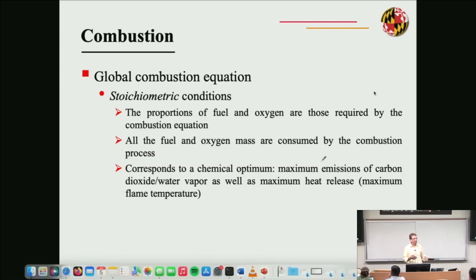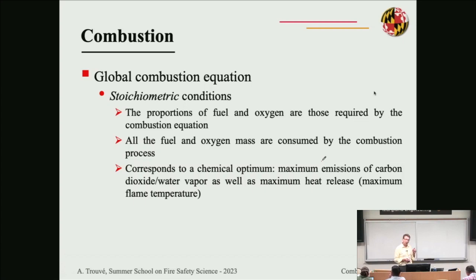So up to now, I've written this global combustion equation with conservation of mass statements and conservation of the number of carbon, hydrogen, and oxygen atoms on both sides. And the coefficients I get out of this analysis are called stoichiometric coefficients. They correspond to an optimum, to stoichiometric proportions of fuel and air. That is an optimum from a chemical standpoint. Okay, it corresponds to maximum temperature, maximum heat release for the combustion process, and maximum yield of CO2 and water vapor. So the question becomes, okay, what happens if I'm not at this optimum?